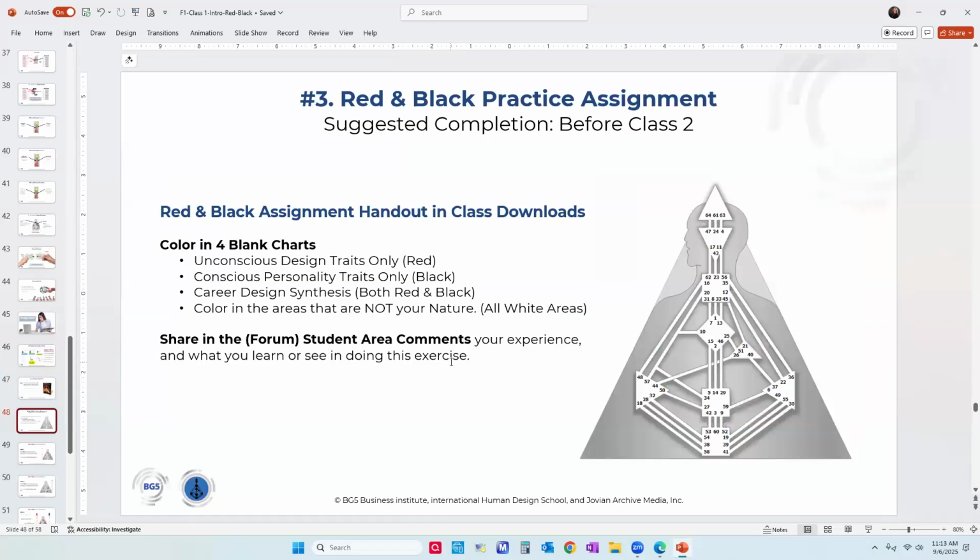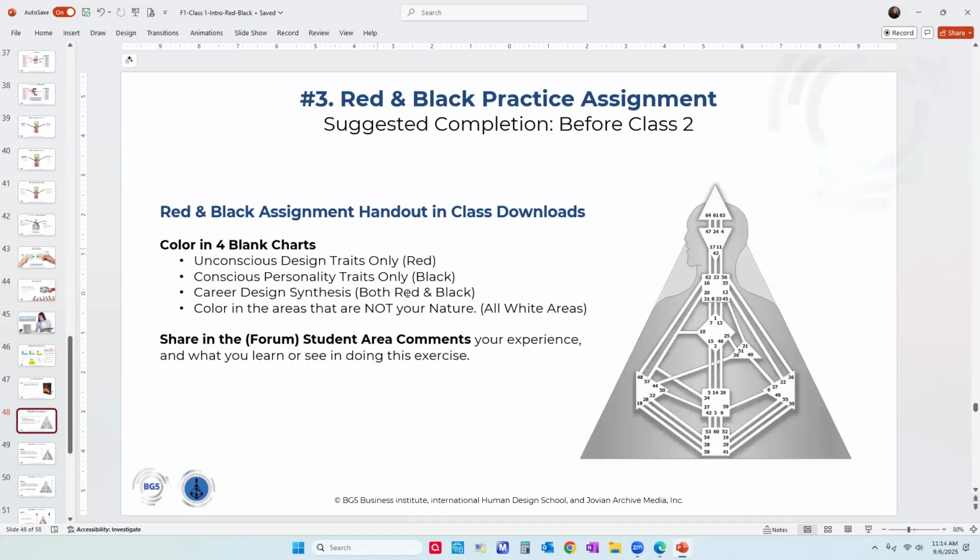The practice assignment is to print out a blank chart, and that is over in the portal. Again, I'll show you where that is in a moment, but you're going to do several different activities in here. So you're going to know where you just have red, where you just have black, where you have red and black, right?